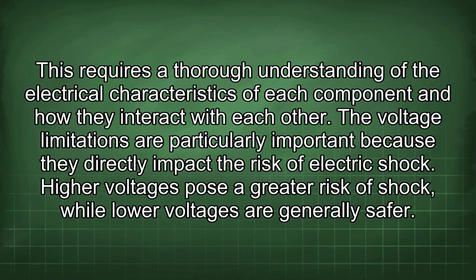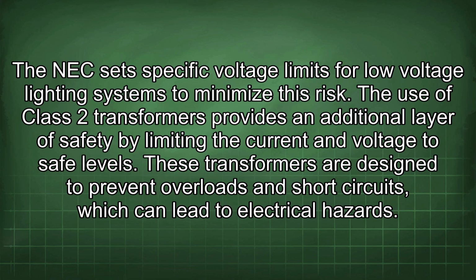The voltage limitations are particularly important because they directly impact the risk of electric shock. Higher voltages pose a greater risk of shock, while lower voltages are generally safer. The NEC sets specific voltage limits for low-voltage lighting systems to minimize this risk. The use of Class 2 transformers provides an additional layer of safety by limiting the current and voltage to safe levels. These transformers are designed to prevent overloads and short circuits, which can lead to electrical hazards.